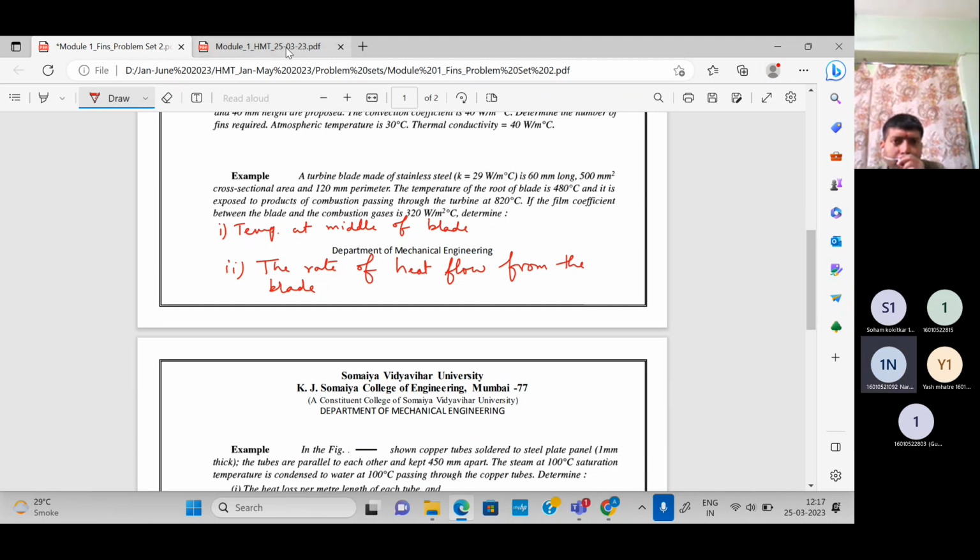So let's solve. Basically the length is given, so here also case 3 is suitable. So we'll take case 3 and we will solve the problem.